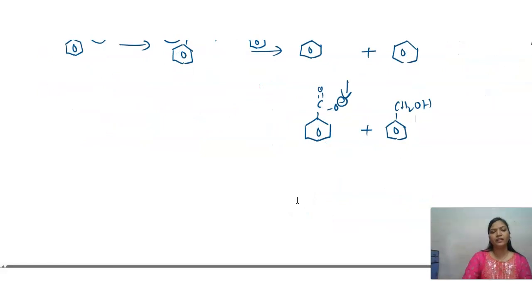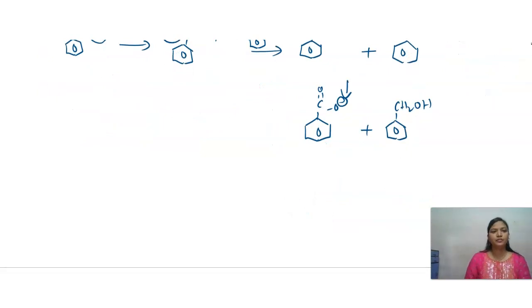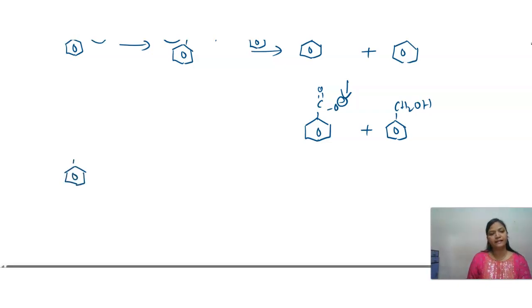Now if you take two different compounds as substrates, this is the cross Cannizzaro reaction, we can say. So here it is HCHO, this is formaldehyde, and this one is benzaldehyde. Among these two, which one can undergo oxidation and which one can undergo reduction?